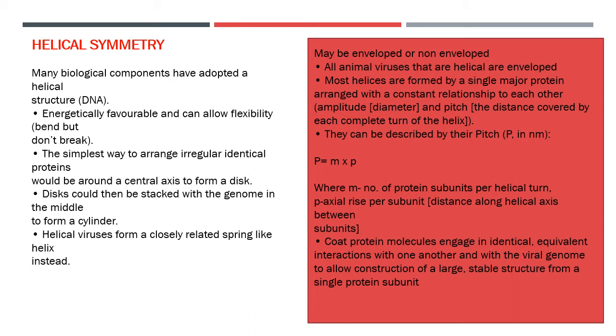Okay, the simplest way to arrange irregular identical proteins would be around a central axis to form a disk. I will show the image in the next slide about what this point means, that there is an axis, and you go putting your disk on that. That's how the arrangements for helical symmetry are done. Then the disk could be stacked with the genome in the middle.